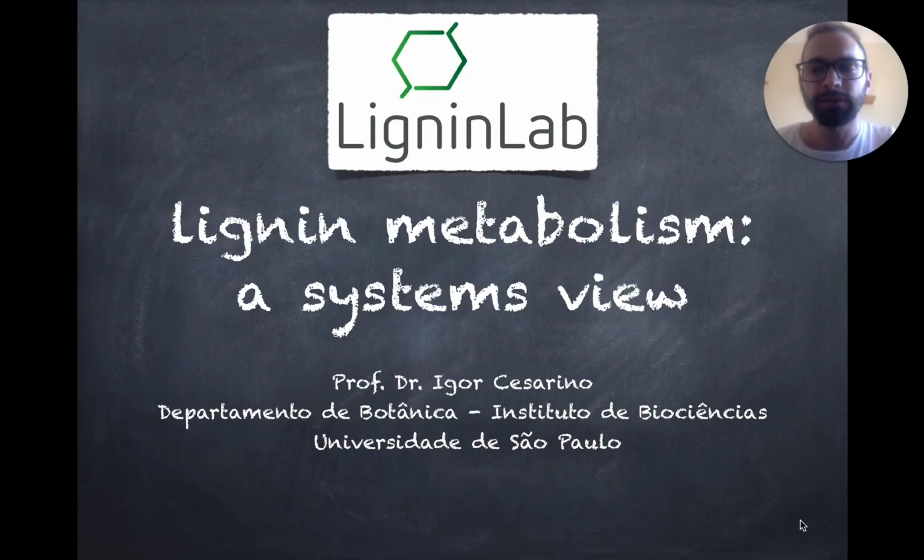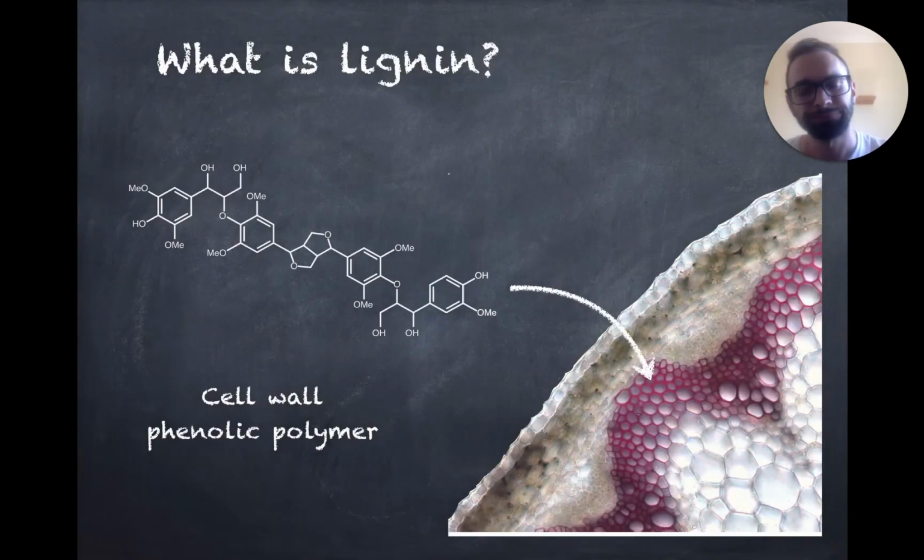Hello everyone. The title of my seminar today is Lignin Metabolism, a Systems View. First of all, I would like to talk a little bit about what is lignin. Well, lignin is a cell wall phenolic polymer, a product of the phenylpropanoid pathway, a very complex and rigid polymer that is deposited in the secondary cell walls of specialized cell types, such as the xylem and fibers.